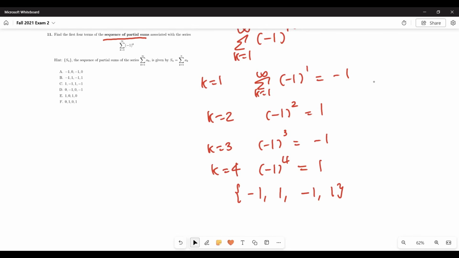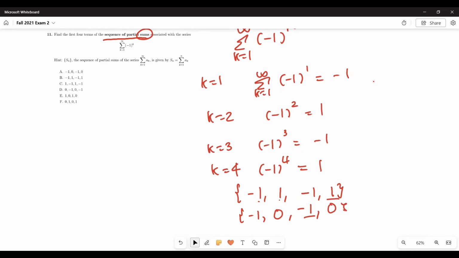The fourth term of the sequence of partial sums. It's partial sums. So it's going to be negative 1. Negative 1 plus 1 is just 0, right? So it's 0, and 0 plus negative 1 is negative 1, right? Negative 1 plus 1 is 0, so right?